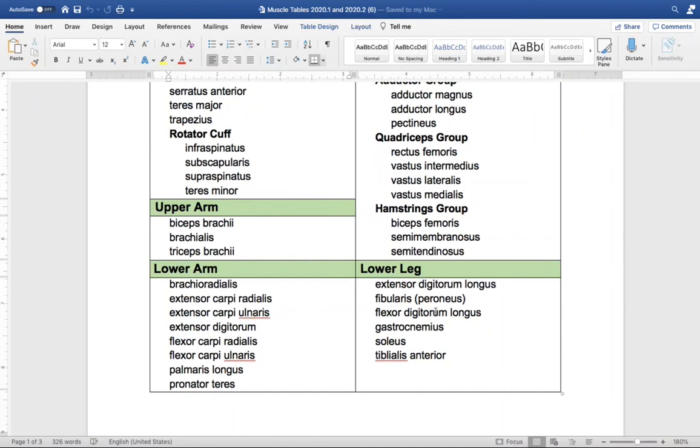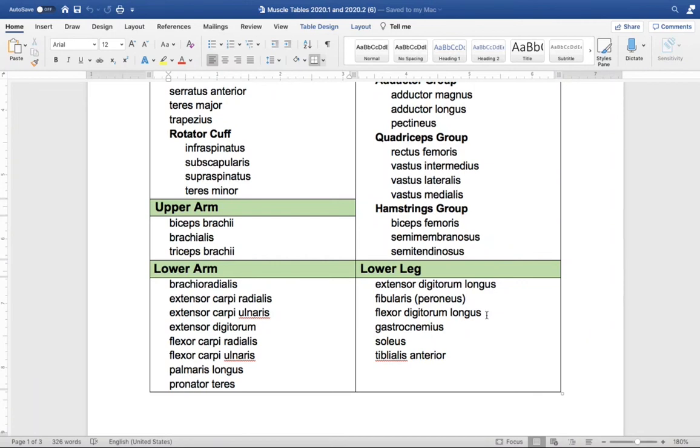We'll find the fibularis muscle, which is laterally located where the fibula can be found, and then as we make our way to the back side of the leg we have the soleus and the gastrocnemius. Our last muscle in review is the flexor digitorum longus, which will aid in plantar flexion.